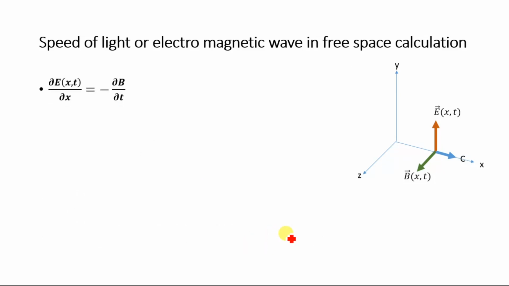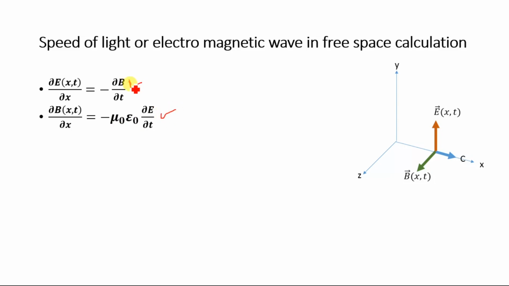We have derived these two equations. One is for the change in electric field with respect to displacement, which is equal to minus the change in magnetic field with respect to time. Similarly, the change in magnetic field with respect to displacement is equal to minus mu naught epsilon naught times the change in electric field with respect to time.